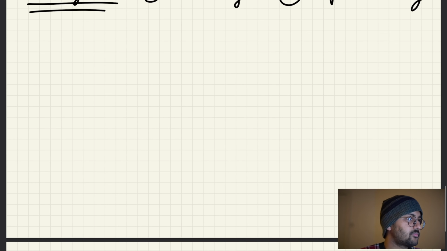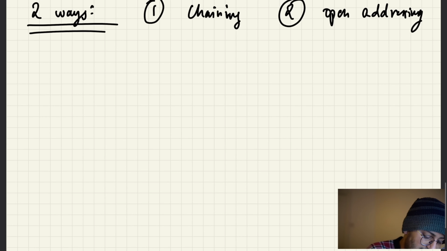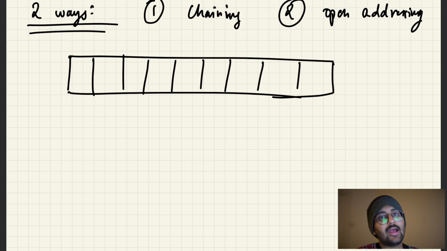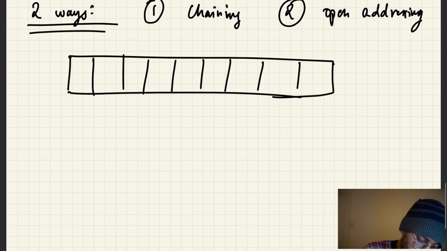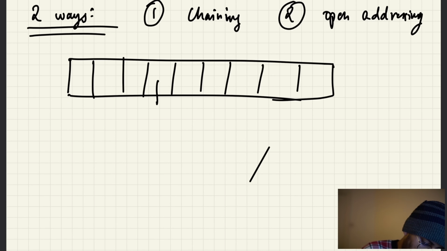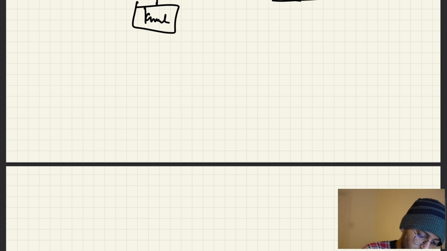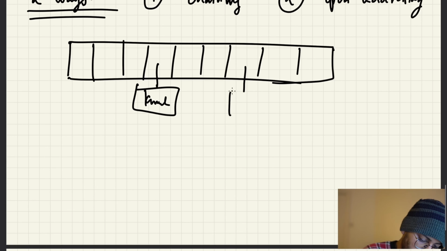Sounds good. So what is chaining? Chaining basically means, let's say I have an array. At every element in the array, let's say there is a linked list. I want to insert Kunal. Kunal will go over here, in the linked list. Then I want to insert Rahul. Let's say Rahul goes over here. CVO goes over here.